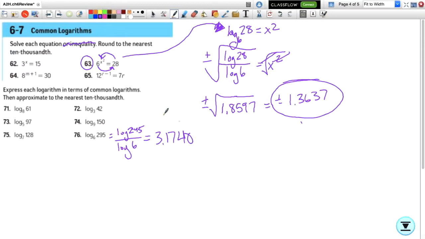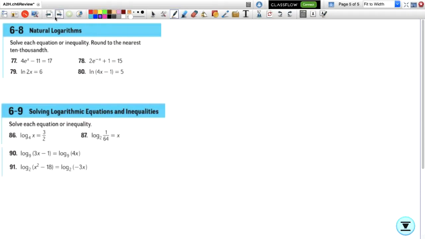Okay, so you would need to include both of those pieces if it tells you to rewrite it as a common log and if it asks you to approximate the answer. They want this. Okay. Let's take a look at the natural log.